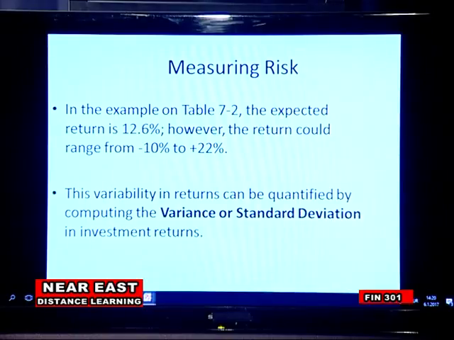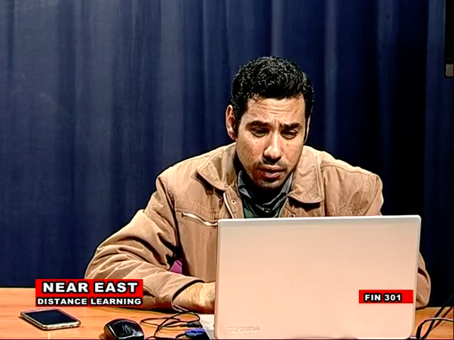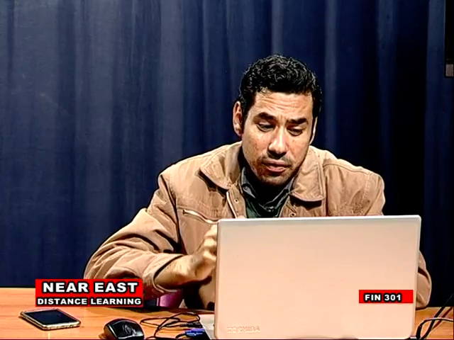Measuring the risk. Now, when we need to invest in more than one asset, for example 3 assets, the expected rate of return is not constant. Maybe for the first asset minus 10%, second asset 20%, third asset maybe 40%. Also, the probability is not constant. Maybe the first asset 20%, second asset 10%, third asset 40%. For that, this variability in return can be quantified by computing the variance or standard deviation of an investment's returns.